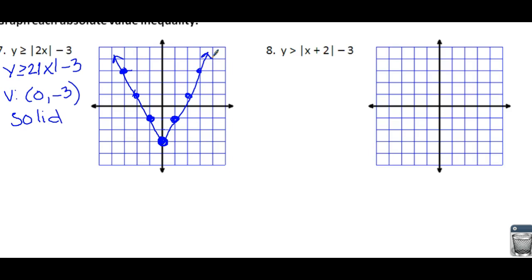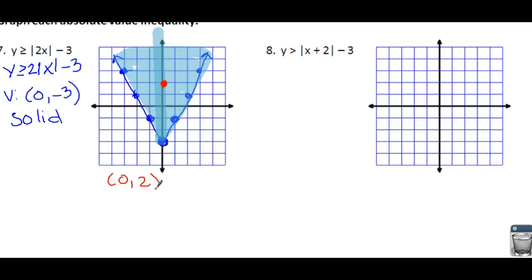So the y values need to be greater than my absolute value. So in this case, they're going to be inside. So the y values are greater than the vertex inside. You can checkpoint that the same way we checkpointed points for linear. So maybe I take the point right there. So that's the point (0, 2).